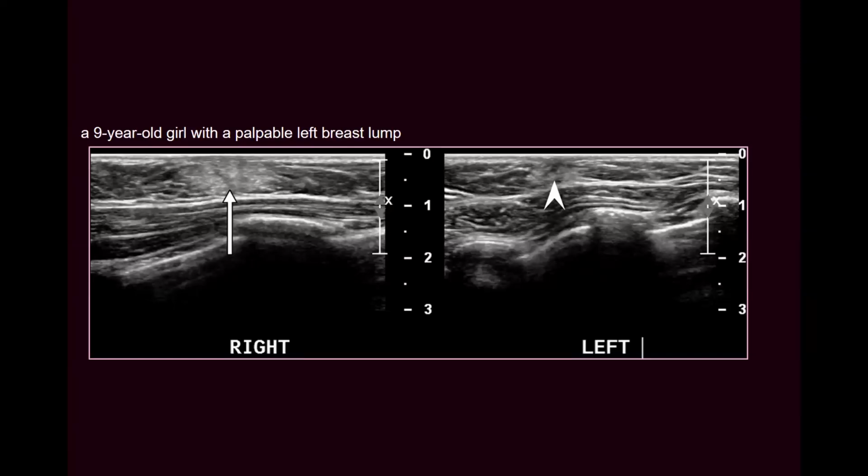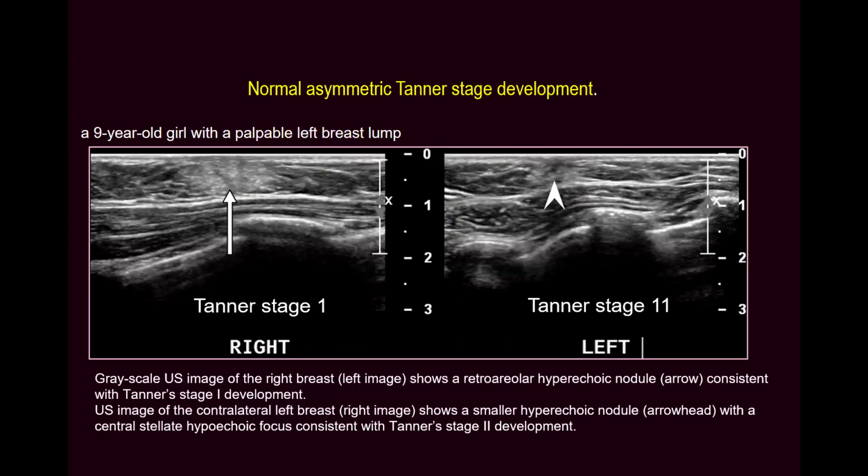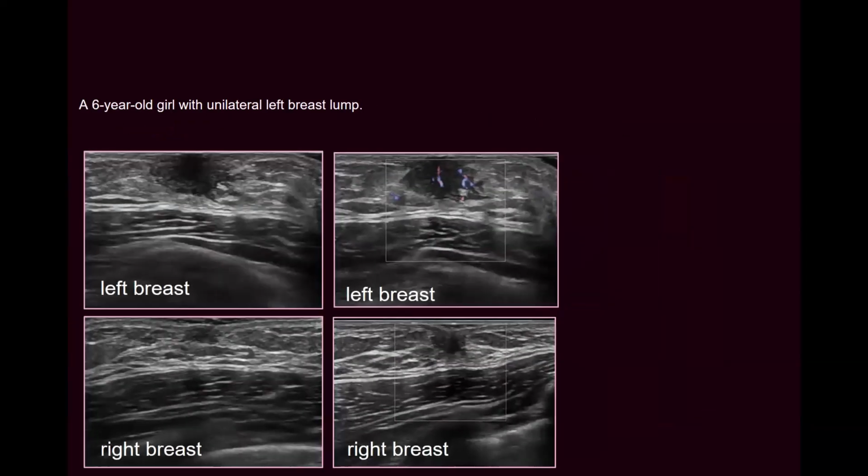Also asymmetry. Yes, expected to have asymmetry. Even the normal thelarche is usually asymmetric. But is it premature? She's a 9-year-old. No, it's normal. For her age, it's normal to have this. Still, she's within the age of breast development.